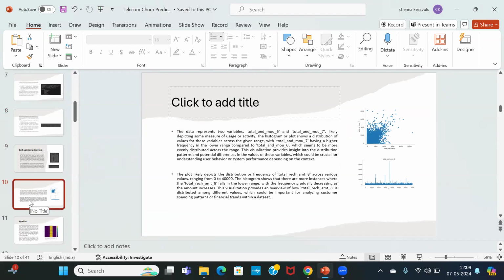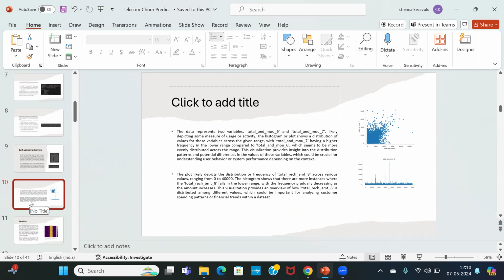The data set includes variables such as total minutes of usage for voice calls, and there are 6 and 7 versions. They are likely representing some measures of usage activity. The histogram presented here reveals that the minutes of usage for voice calls for 7 has higher frequency in the lower range compared to the sixth one, indicating potential differences in usage patterns over time.